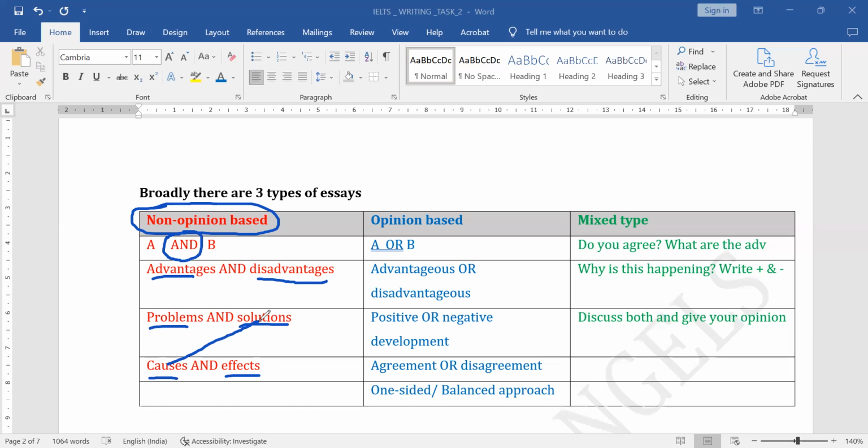So be very careful when you read the question. Half of the time people don't write the essay up to the mark because of wrong understanding of the question. Okay. The other type is opinion based essay. Opinion means what do you think?